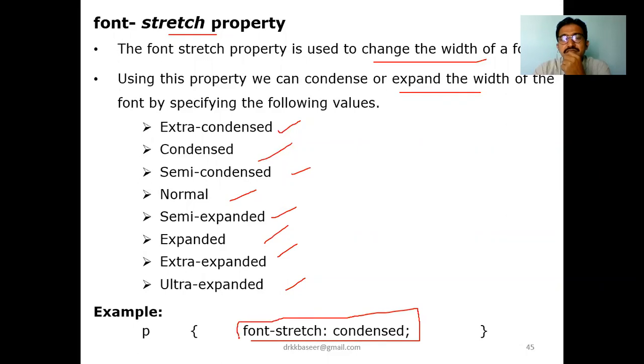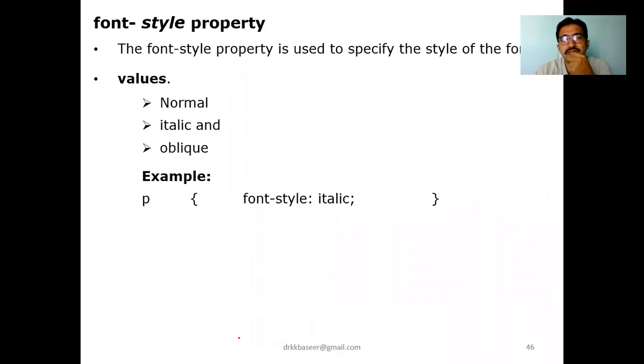So condensed is used for a medium way; the width will be in a medium way. We'll see in the example how it looks.